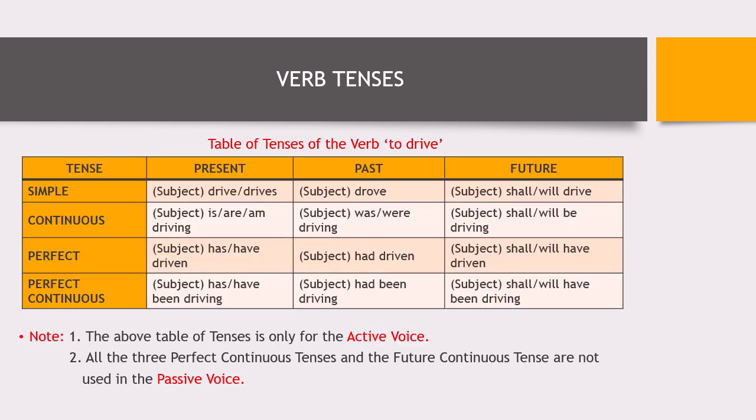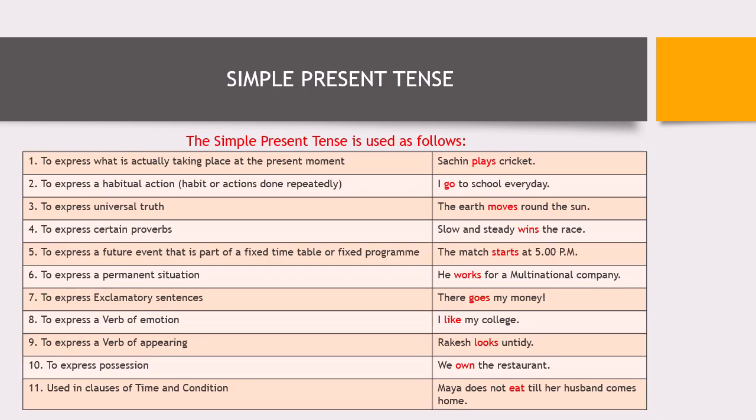Verb tenses. Study the given table of tenses. Note. 1. The given table of tenses is only for the active voice. 2. All the three perfect continuous tenses and the future continuous tense are not used in the passive voice. Simple present tense. The table shows where and when to use simple present tense.